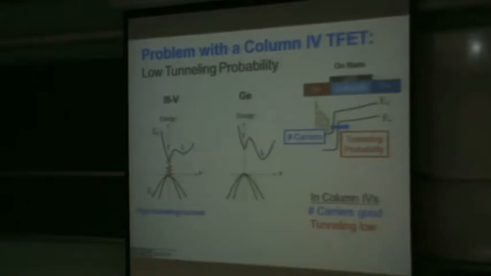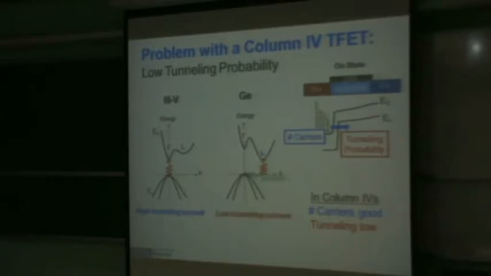In a column 4 material, the lowest part of the conduction band and highest part of the valence band occurs not at the gamma point. And so what happens is, if you have tunneling from conduction band to valence band, not only do you have to change energy, but you also have to absorb a phonon. It's a two-step process, and this ends up giving you lower tunneling current.